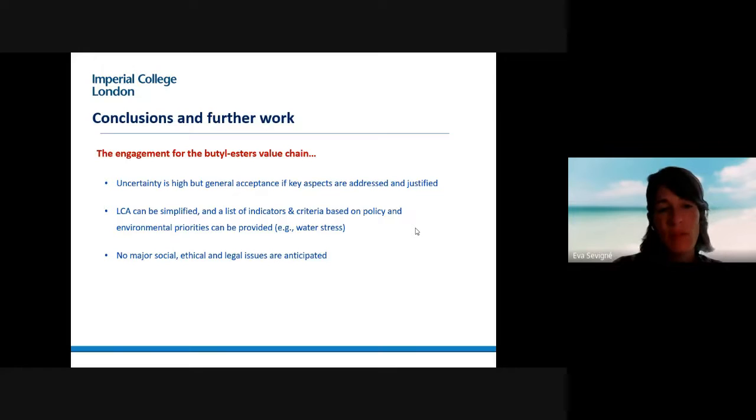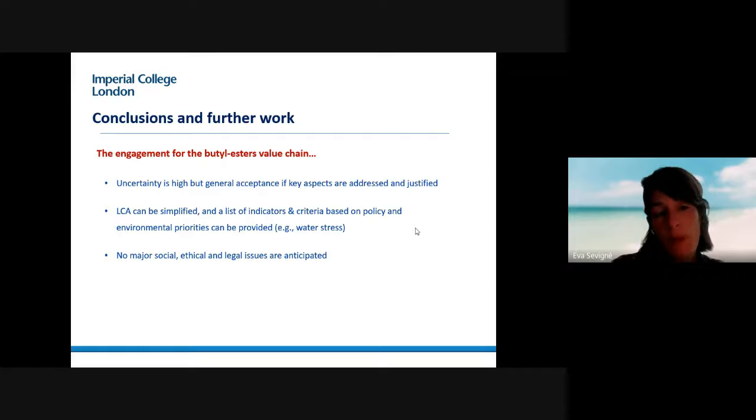And in relation, the main conclusions of the butyl esters value chain is that at this stage, because we are still moving at a lab scale, we have a lot of uncertainty, specifically related to the data. But in general, we have perceived that the different stakeholders, representative along the supply chain, believe this is important. So they support the process, and they don't perceive that there is going to be any concern or any issue related to the use of GMOs.